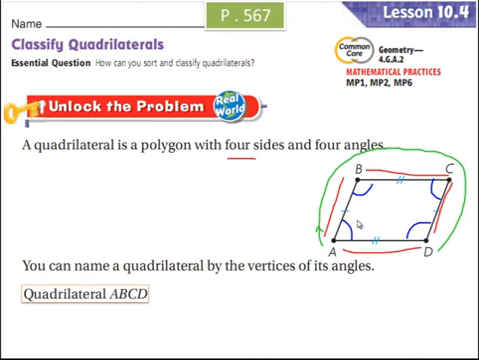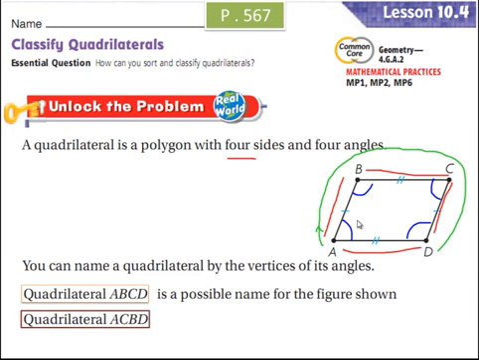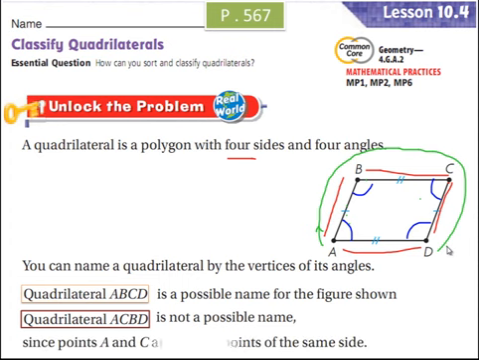Now, quadrilateral ABCD is a possible name for the figure shown at the right. Quadrilateral ACBD, can I name it ACBD? Look at the figure, please. Of course not. ACBD is not a possible name. Why? Since points A and C are not endpoints of the same side.